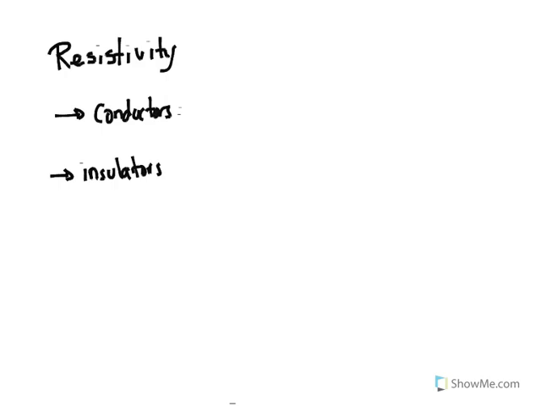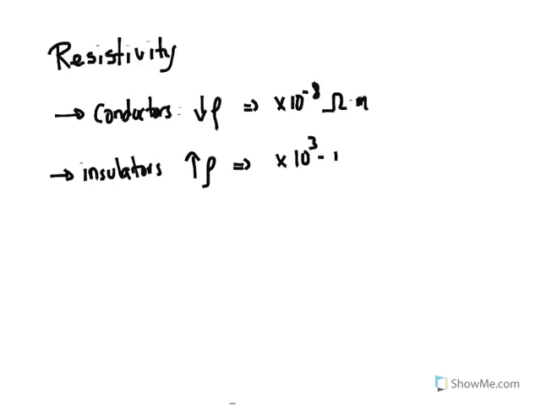The resistivity depends on the material. Conductors have very low resistivity, in the order of 10 to the minus 8, and the units are ohm times meter, while insulators have high resistivity, which could be in the order of 10 to the 3 or even 10 to the 15, depending on the material, and this is also ohm times meter.